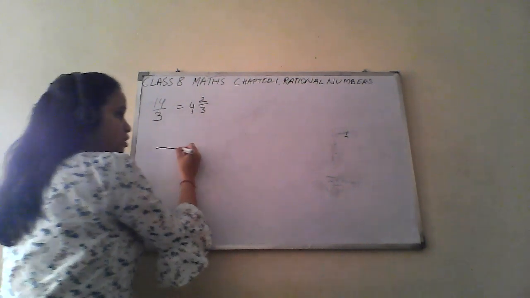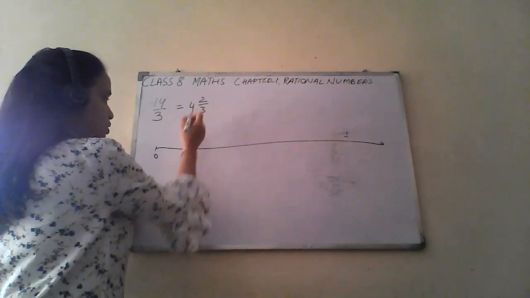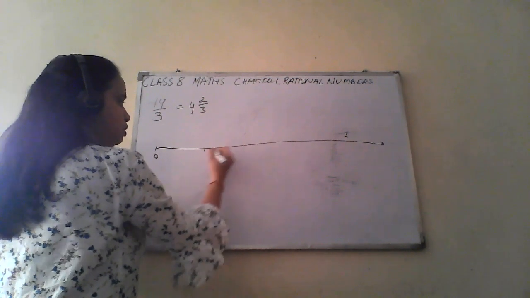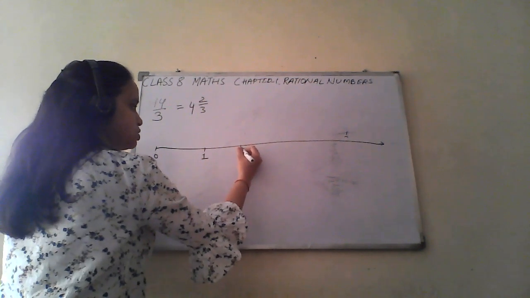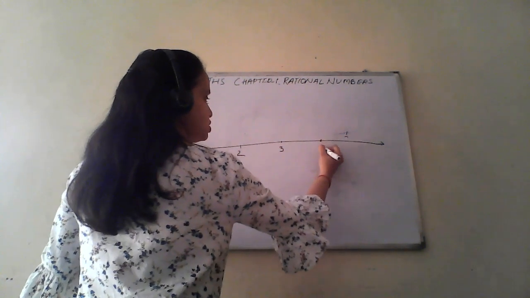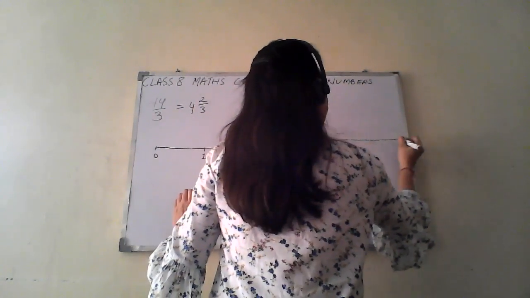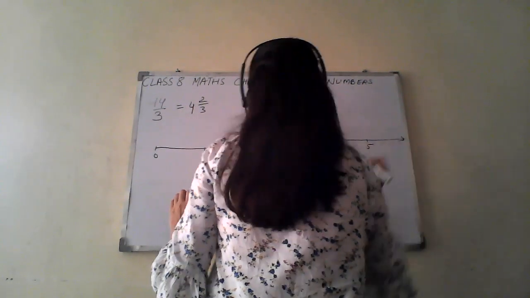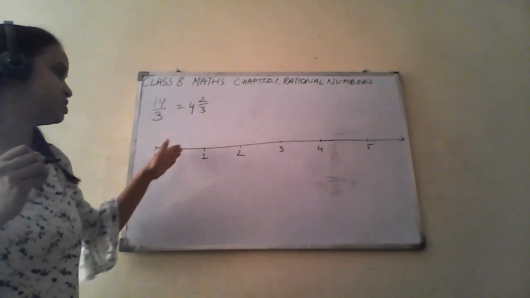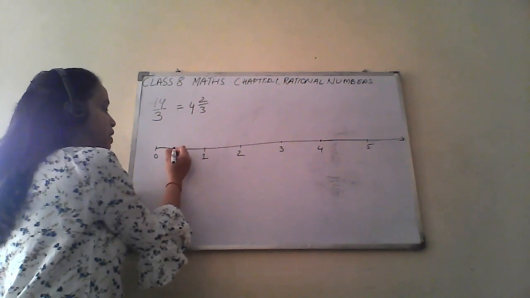So we'll draw a number line. This is our 0. This is 1. This is 2. This is 3. This is 4. And this is 5. And the denominator is 3. So we have to divide each section or each segment into 3 equal parts.